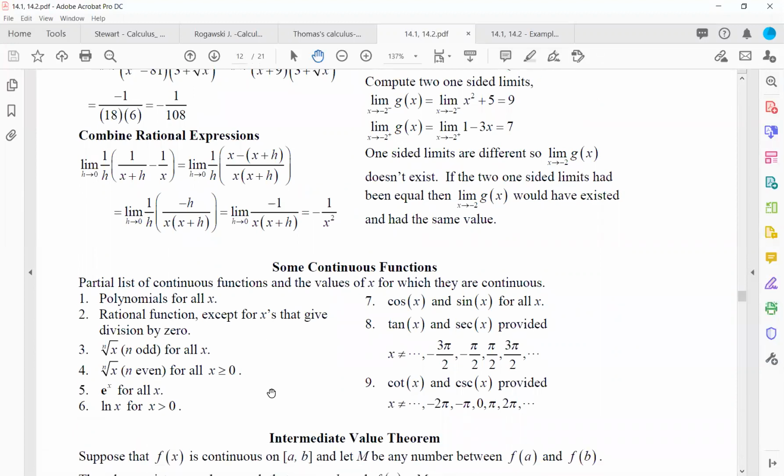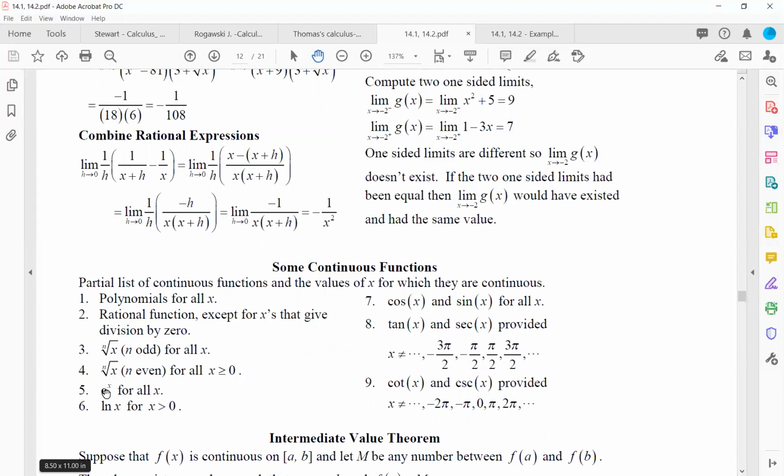Some nice continuous functions. As you remember, any polynomial function is going to be continuous. For rational functions, you just need to be careful about the zeros of the denominator. Then you have root functions, and if the index is odd, it means that the function is continuous everywhere. If the index is even, like square root, fourth root, sixth root, you should be careful about the radicand or the quantity inside the radical. You must set it greater than or equal to 0.